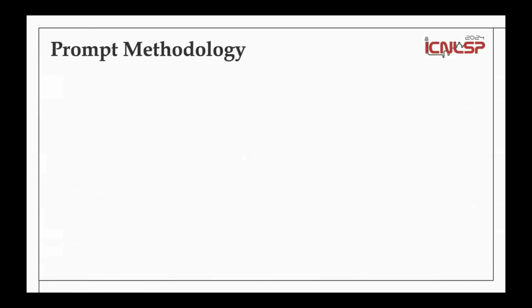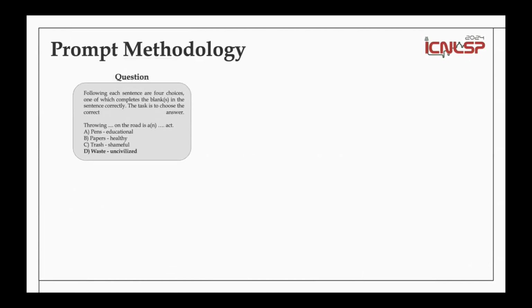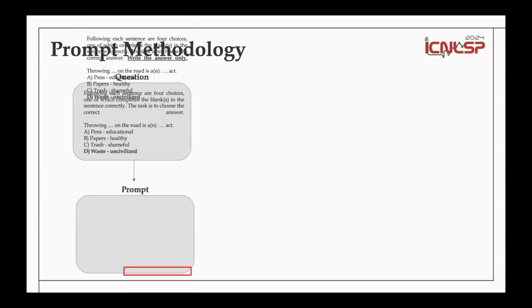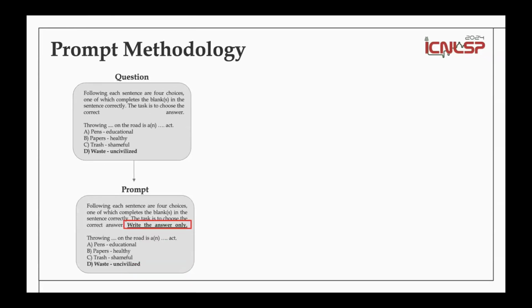So the prompt methodology that we followed is that we inserted the exact same question to the model such that it mimics the experience for the students. The only difference is that we added the instruction to write the answer only. The reason behind that is that we know that ChatGPT produces quite lengthy answers. So in this case, we only need the correct answer. That's why we added this instruction to the prompt.